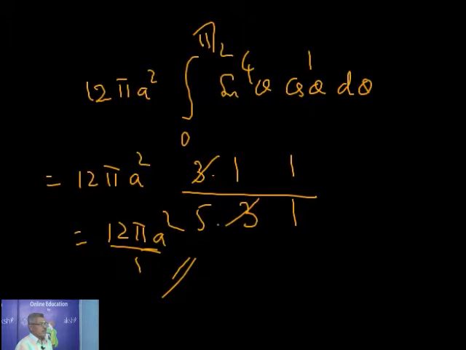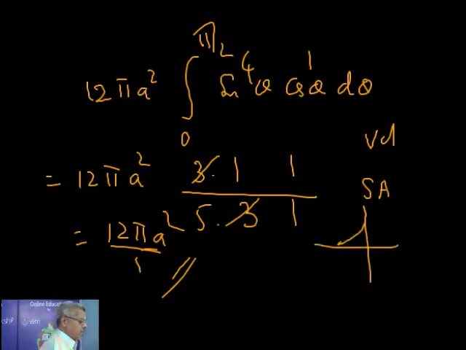So therefore, we can simply say the volume and surface area. Volume we have already found. Now we are finding only the surface area. The surface area of the solid generated by rotating an asteroid about the x-axis is nothing but 12 pi a square by 5.